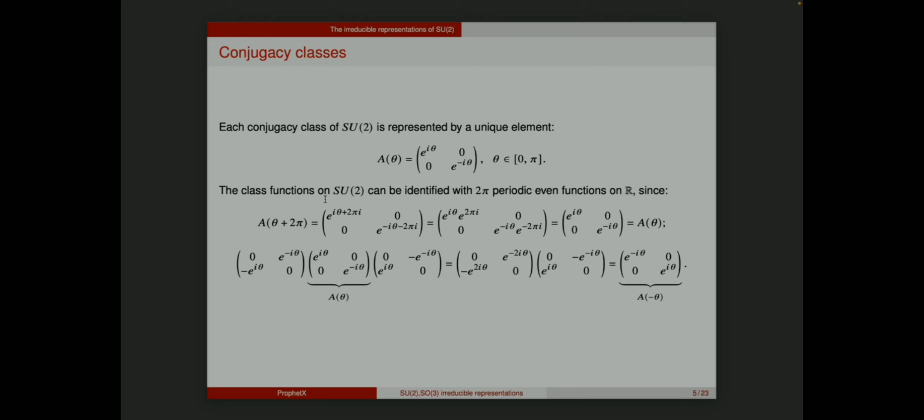And therefore, the class functions can be identified with 2 pi even periodic functions, because we see that if we change the parameter here by 2 pi, we get back to where we started from, and we see that a theta and a minus theta are conjugate to each other by the following matrix equation. So the upshot is that we have these conjugacy classes. Yes, is there any question? Okay.